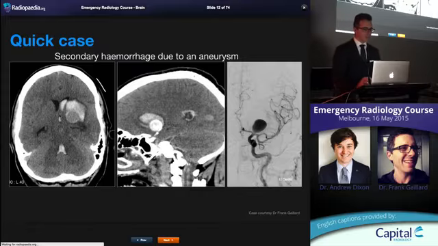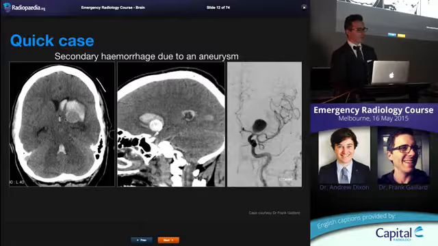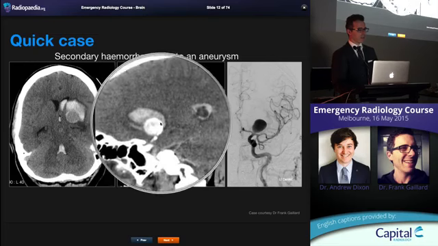CTA is your friend. We despise it. It takes a long time to read. It's boring. It's like reading a Melways and trying to figure out which branch is missing. But it's a very powerful test. And here we can see that this non-clotted component of blood is a large ICA aneurysm.